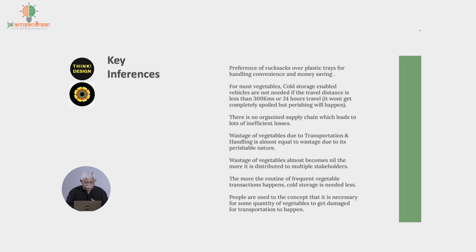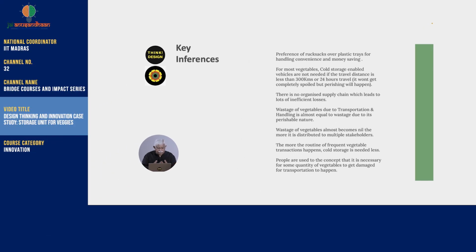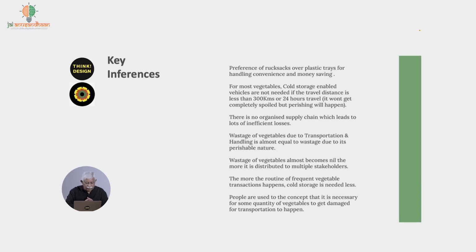Wastage of vegetables due to transportation and handling is almost equal to the wastage due to its perishable nature. So I think something has to be done in its journey from the farmland to the market. Wastage of vegetables almost becomes nil the more it is distributed at multiple stakeholding places. That means if you have multiple distribution points in the journey of the vegetables, that's better.